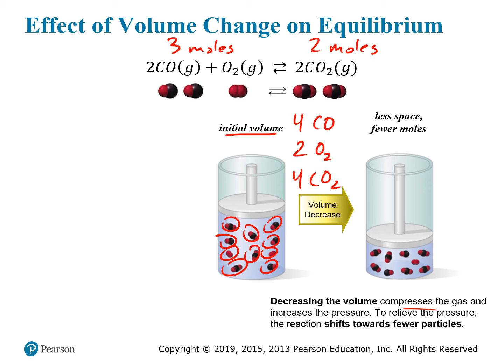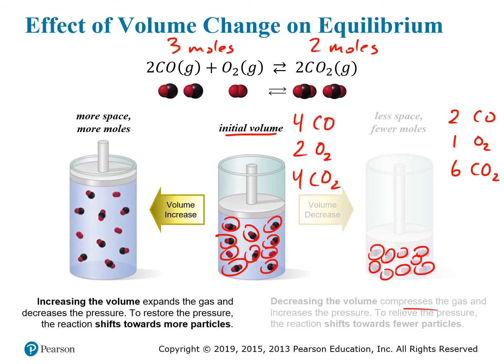And so what that means is that in this new equilibrium, we have 1, 2 moles of CO, we have only 1 mole of O2, and we have 1, 2, 3, 4, 5, 6 moles of CO2. So in other words, we went from 10 molecules altogether to only 9 molecules now. So we used up one of those molecules, we decreased the number of molecules, and so we relieved the pressure and freed up some more space.